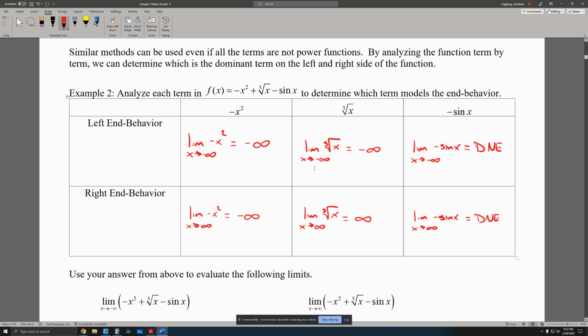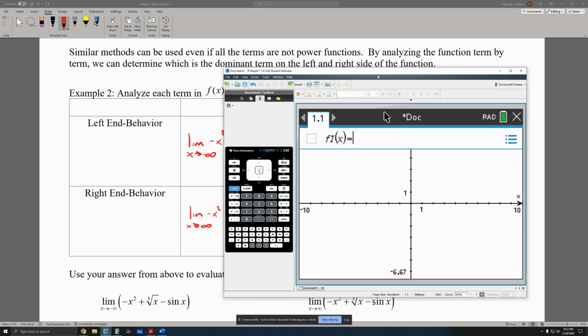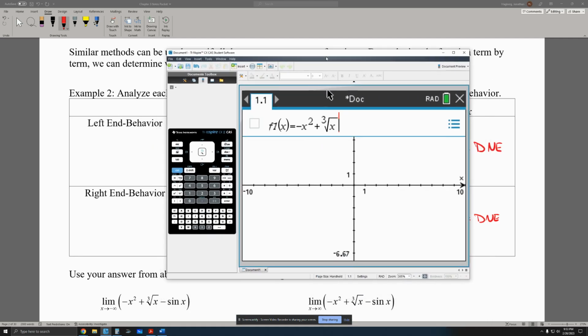Okay, so let's go ahead and graph this and see which of these terms is the dominant term based on the end behavior. So if we go to our calculator, we'll go ahead and type in our negative x squared, and then we have plus the cube root of x. So I'm going to go to my catalog and get the cube root of x. And then we have minus the sine of x.